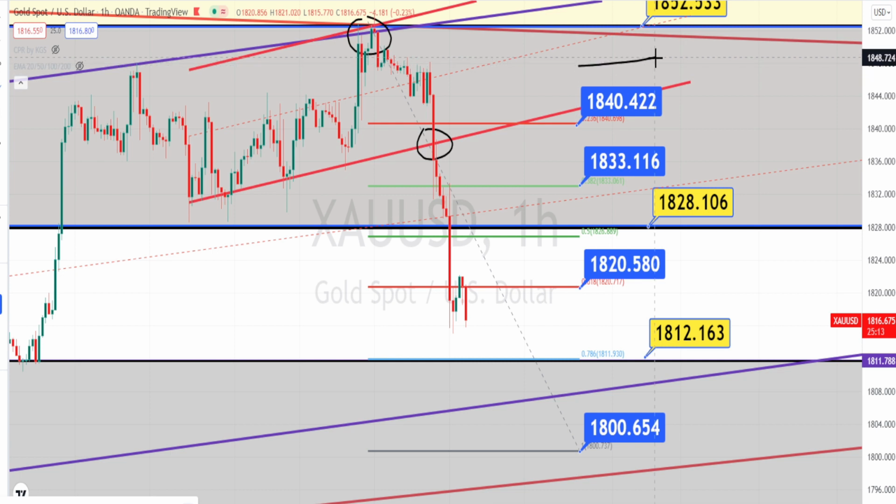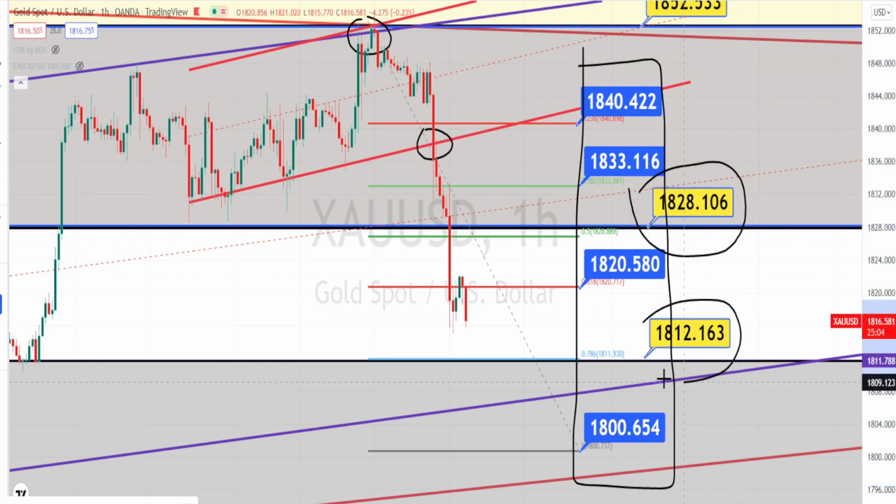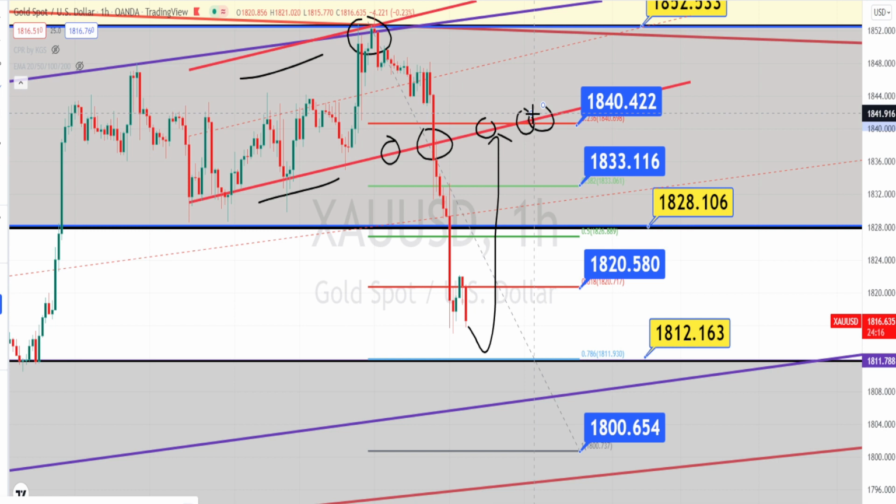So the values marked inside the blue color box are the support and resistance levels for hourly time frame, and we have the higher time frame resistance level and the support level also over here. I am expecting the current price action to consolidate over here. Let us do the analysis in 30 minutes time frame.